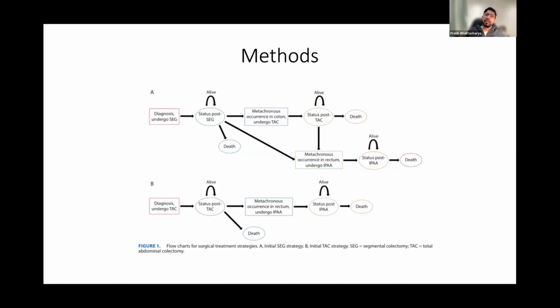Same for the patients who started with total abdominal colectomy. Each year they could be alive or have metachronicity, and then subsequent operation, and then eventually death, and the rates were calculated. Okay, so I think the next is results, and Max will discuss them.